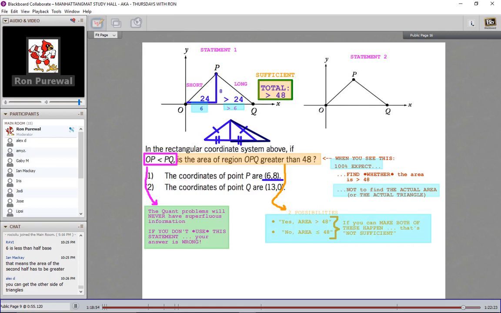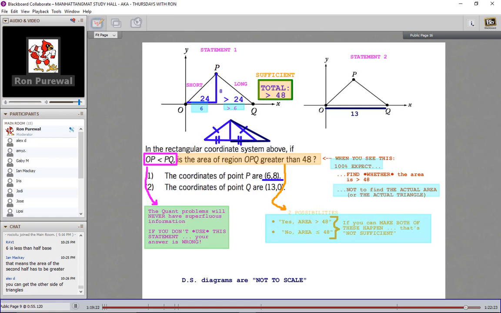In statement 2, we know that this is 13. The problem in statement 2 is that we know nothing at all about the height. I mean, don't forget that data sufficiency diagrams are not to scale. They are like rubber band diagrams. They have to be, right? Data sufficiency diagrams. Might as well write that on the screen.